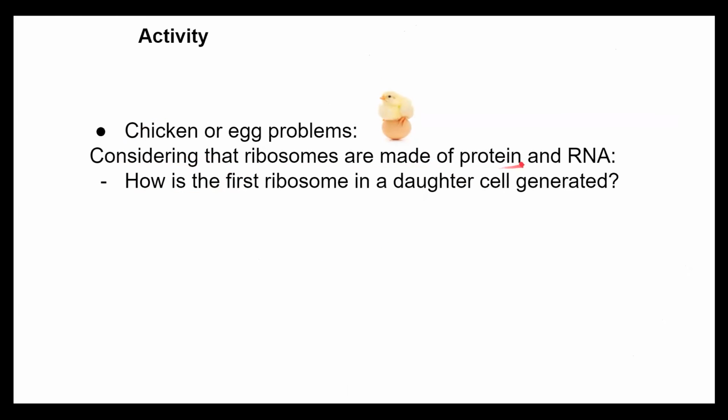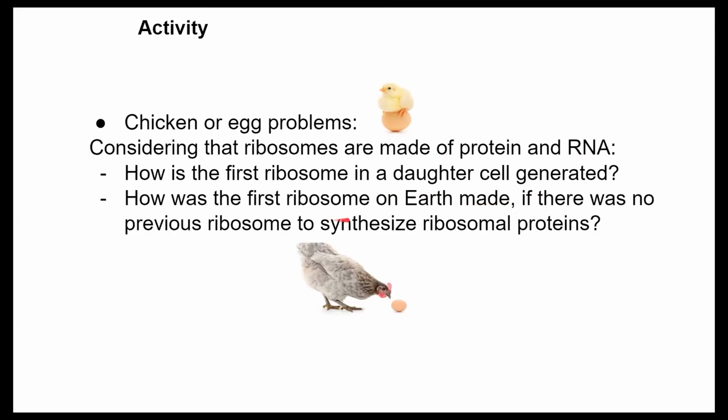If you consider the ribosome is made of protein and RNA, how is the first ribosome in a daughter cell generated? And of course, the answer is that the daughter cells have ribosomes that they inherit from their mother cell. But then, how was the first ribosome on Earth made if there was no previous ribosome? Okay, so that question is more at the level of the RNA, and how the RNA actually was one of the first scaffolds.